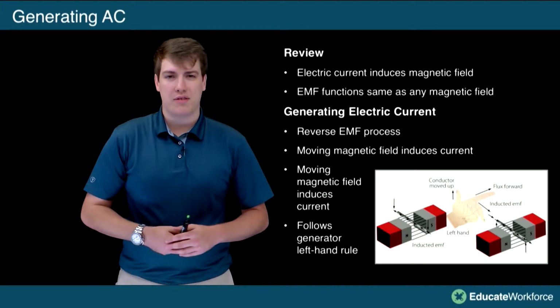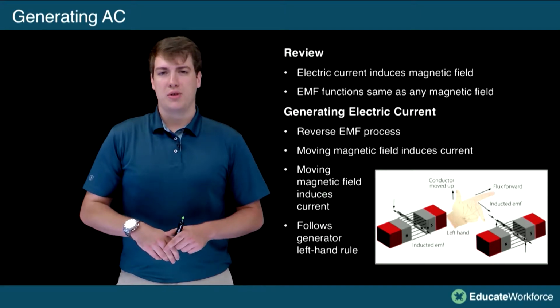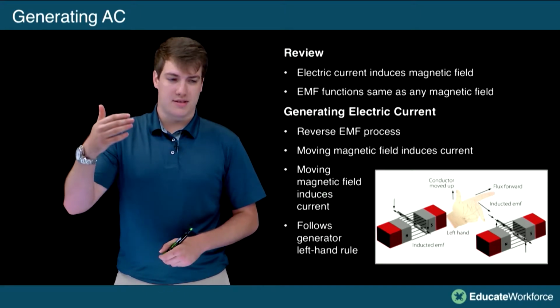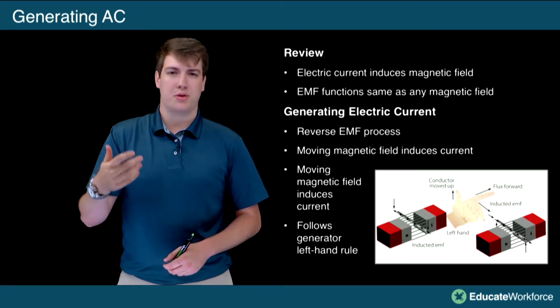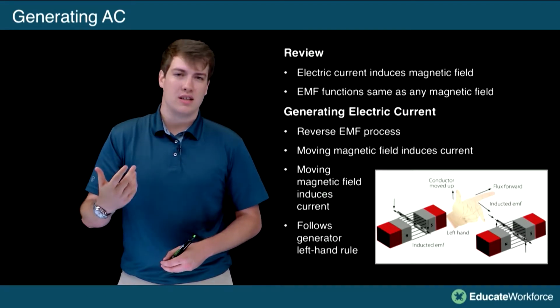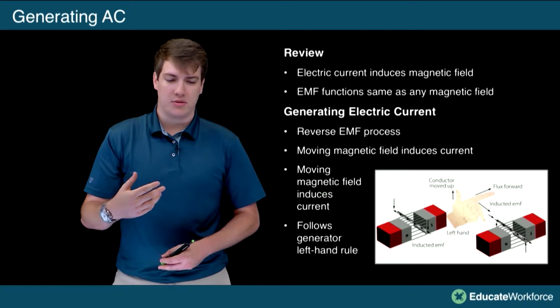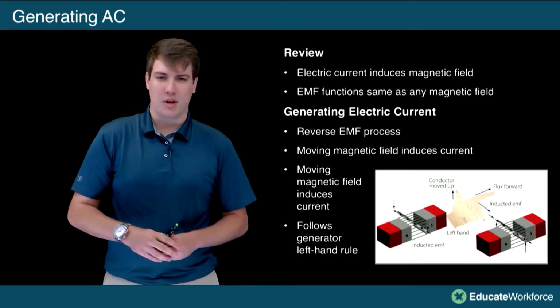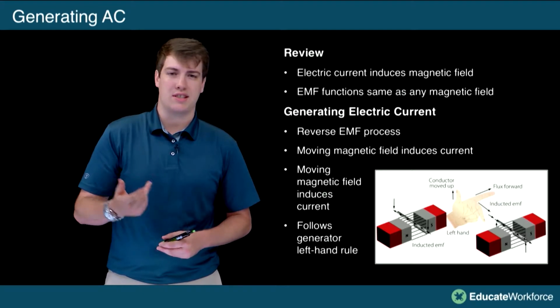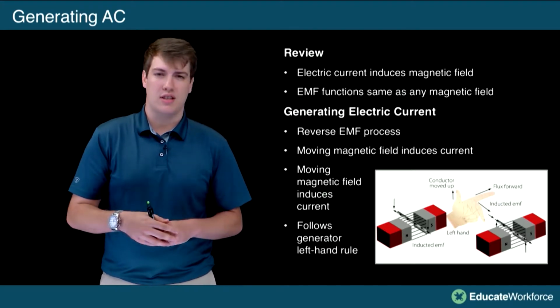With DC, you can't really do this because you have to basically pass some conductor through a magnetic field at a constant rate. It's not very useful. With AC, we can change the rate, change the current, and we can't just hold the conductor still for DC because then you don't have any change in current.